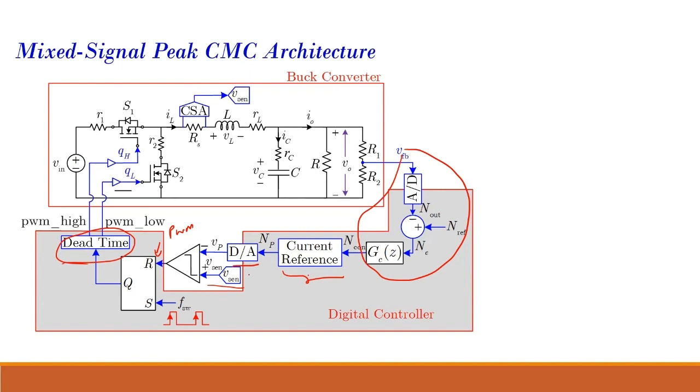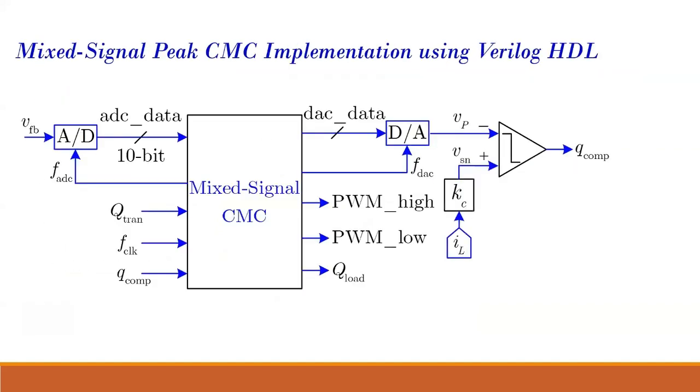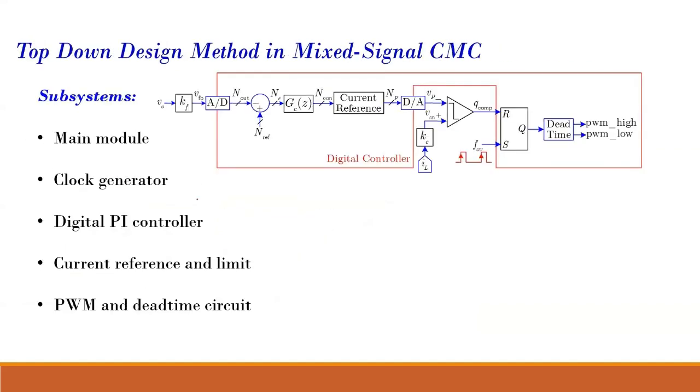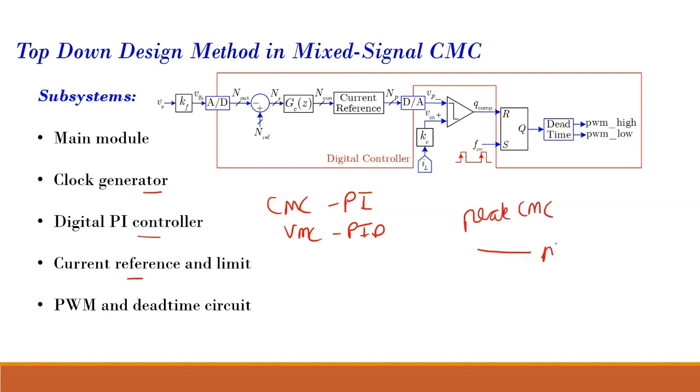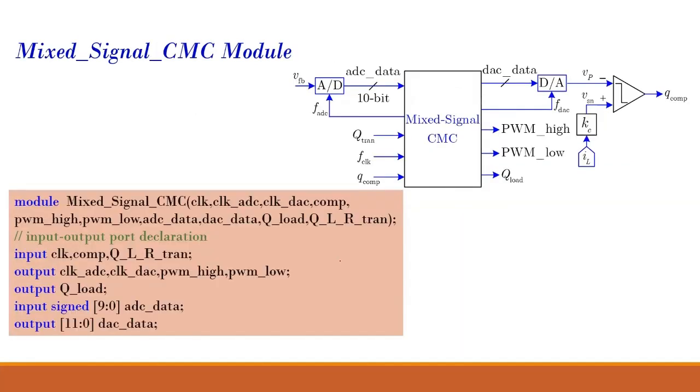So this is the main block. There's a clock generator block and a PI controller. In current mode control, we are using a PI controller. In voltage mode control, we were using a PID controller. So it becomes even simpler. Also, we have a current reference and we limit the current. We are doing peak current mode control. The advantage of peak current mode control is that you can set a peak limit. So the inductor current will not cross that peak limit. All of that is possible.